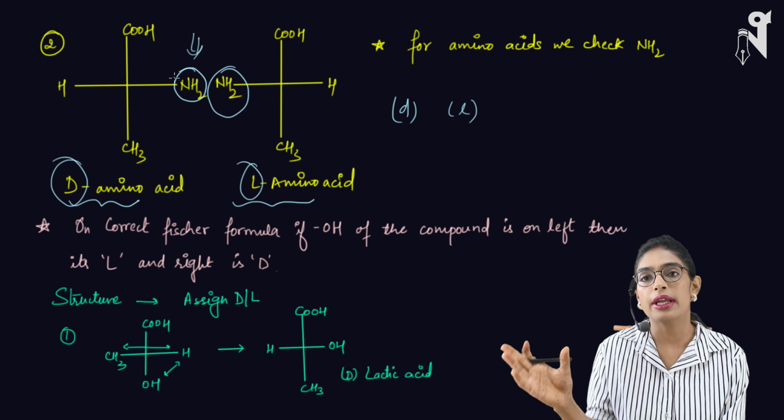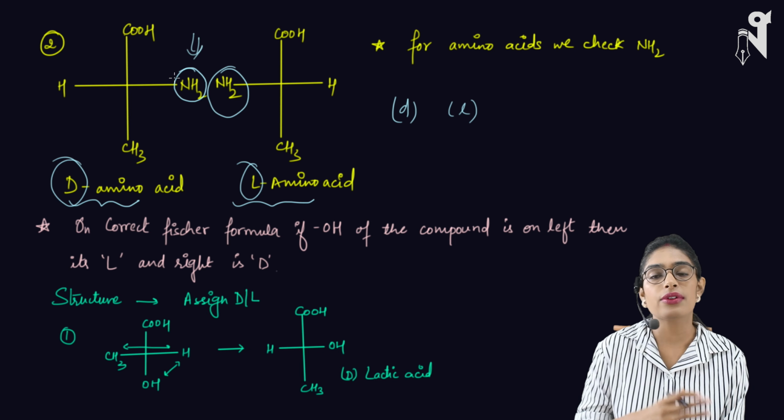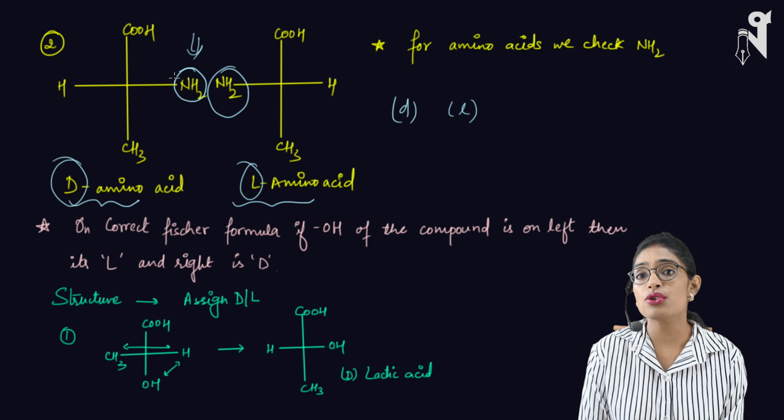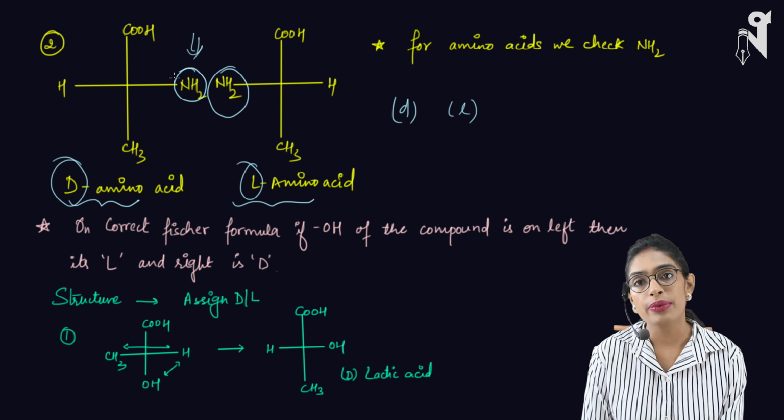If it is right, then D. If it is left, then it is L. So in case of amino acids, we check the position of NH2. In case of sugars and carbohydrates, we check the position of OH.